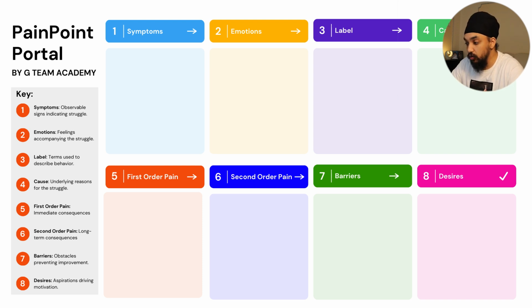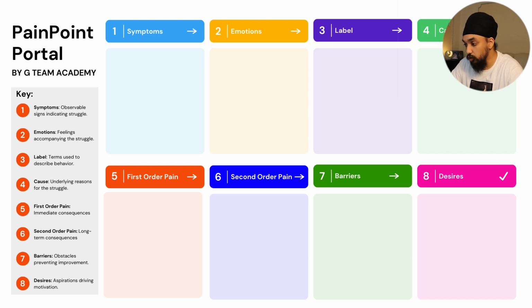Now I'm going to be running through what these different 8 sections are and also giving you a real-time example, building it out with a super simple example so you can understand how to actually use it yourself. This is also going to be linked in the description, so if you want to use the PainPoint Portal yourself, you are more than welcome to access that down below. Now, let's just get straight into it.